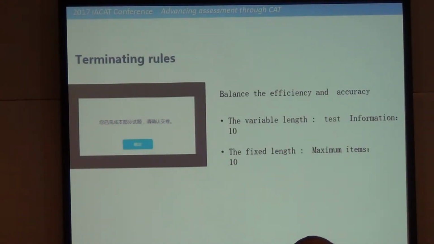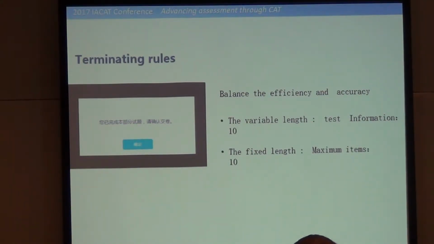As for the combinatorial strategy, this is another big concern for us. In commercial situations, we have to balance efficiency and accuracy. So we combined the variable length strategy and the fixed length strategy. For the variable length strategy, we fixed the test information at 10. And for the fixed length, we confined the maximum items to 10.